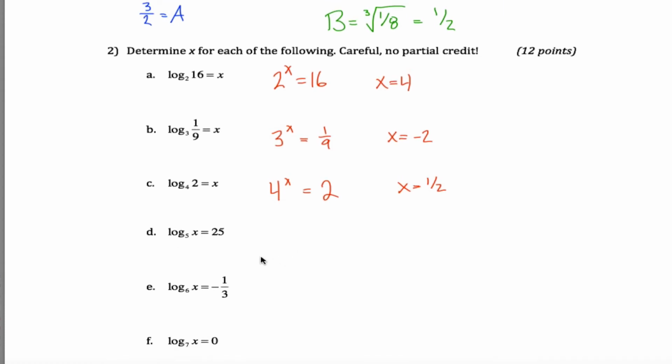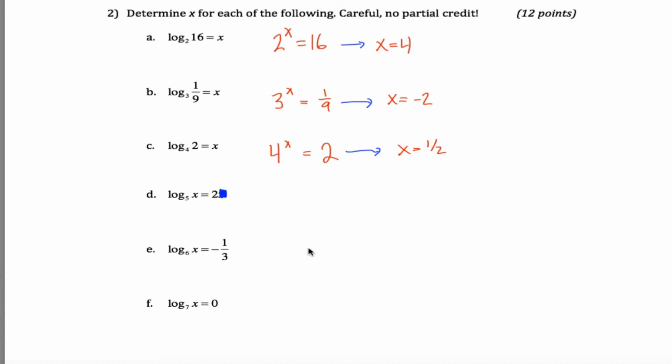Log base 5 of x equals 25. So what that is saying is probably not what I meant to ask. Okay, so on this one I changed it a little bit. Log base 5 of x equals 2. So what that is telling you is that x is equal to 5 to the 2nd power. So I guess x would be equal to 25.